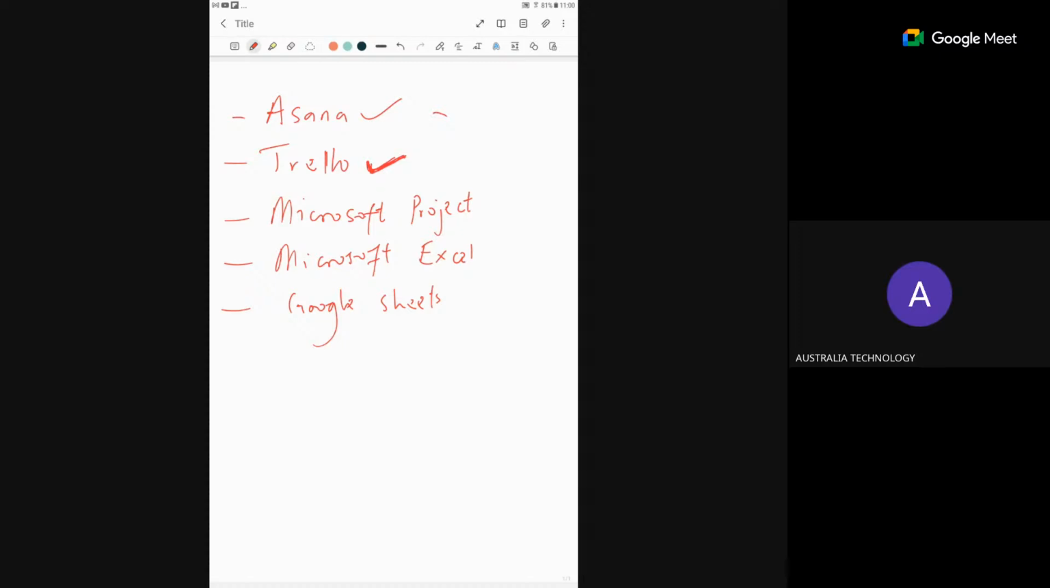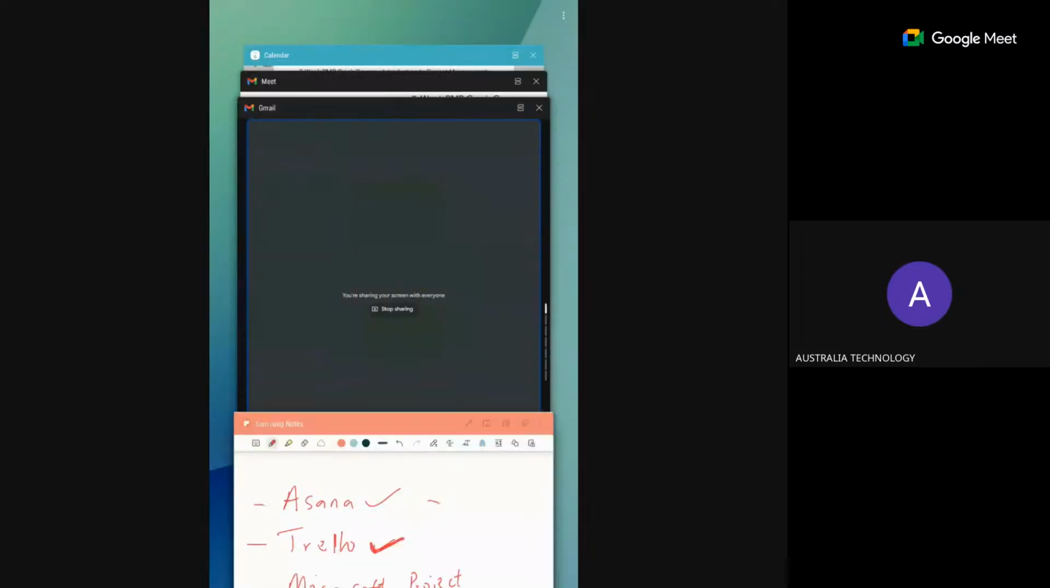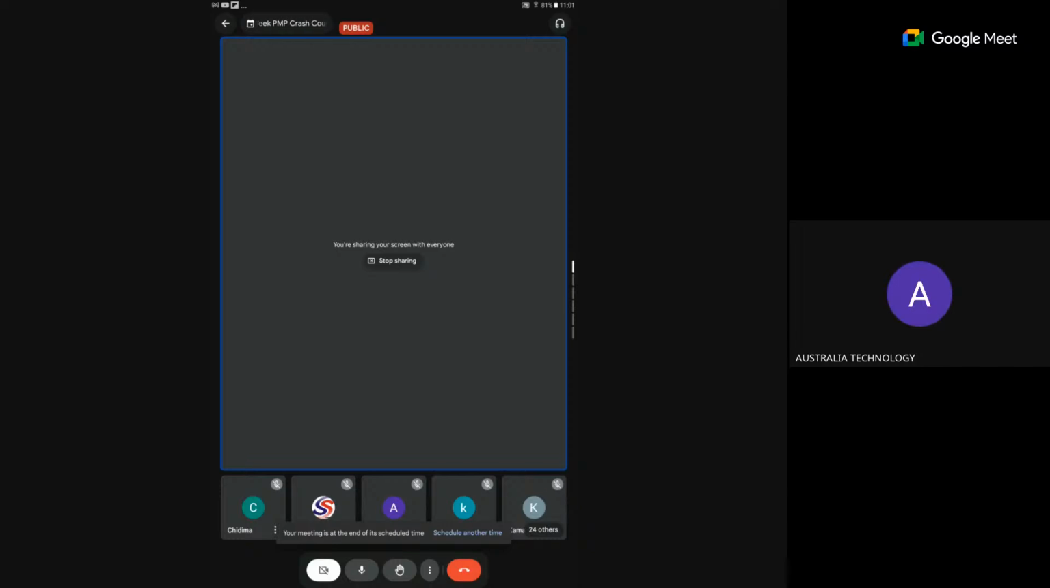But I strongly recommend Asana or Trello. I'm trying not to choose one for you as the best. My best might be another person's, another person may not choose it as the best. But you can go for Asana or Trello. And Microsoft Project is also very, very good.